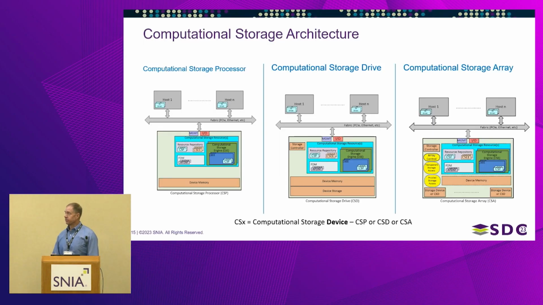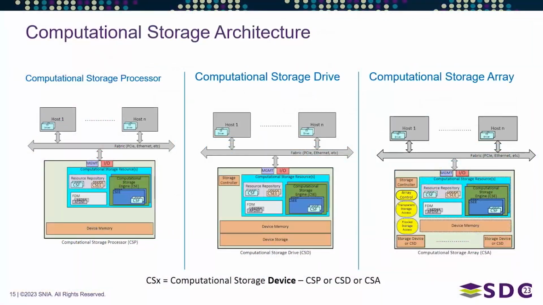So in SNIA, we have defined 3 architectures in our architecture and programming model: the computational storage processor, the computational storage drive, and the computational storage array. So the computational storage processor connects up to a fabric, but doesn't actually have any data storage. The computational storage drive is what you would be familiar with in terms of a traditional drive, but also has some compute capability. And then same thing for an array. It's an array that you would be familiar with, including all the control software and everything, but has additional compute capabilities.